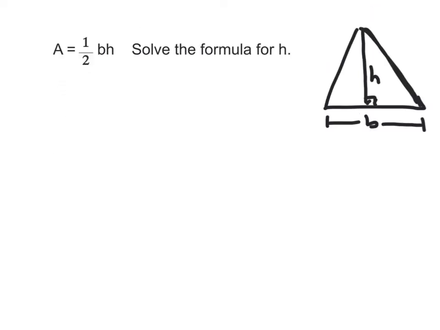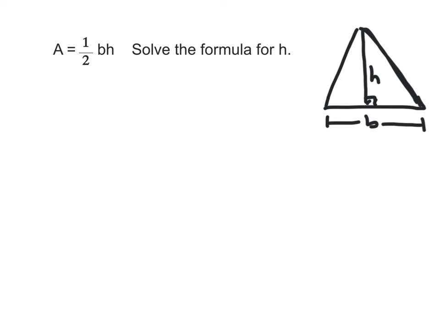One last example. We have area equals 1/2 base times height. That's the area formula for a triangle. Solve the formula for h. Here's our h right here. It's being multiplied by b, and it's being multiplied by 1/2. We can do this problem in a couple of different ways. The first thing I'm going to do is multiply both sides of my equation by 2.